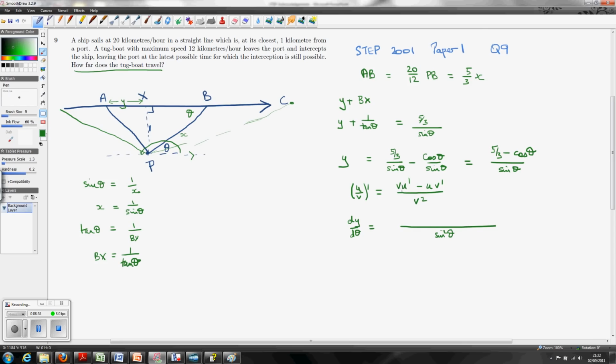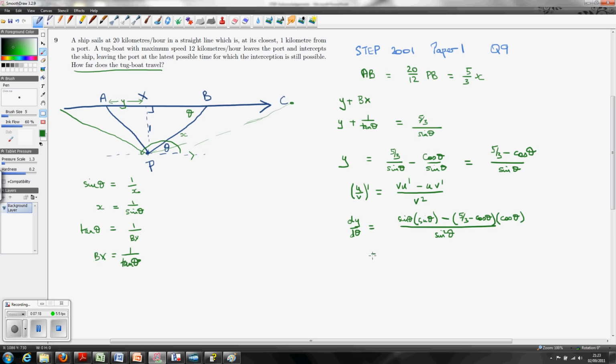And now v u primed. V is sine theta. U primed, the differential of the top, is 5 over 3 minus cos theta, so the 5 over 3 will just go away, and minus cos theta is going to give me sine theta. Now I've got minus u. Well, u is 5 over 3 minus cos theta, because that was the numerator, and I've got to multiply that by the derivative of v, the denominator. The derivative of sine theta is cos theta.